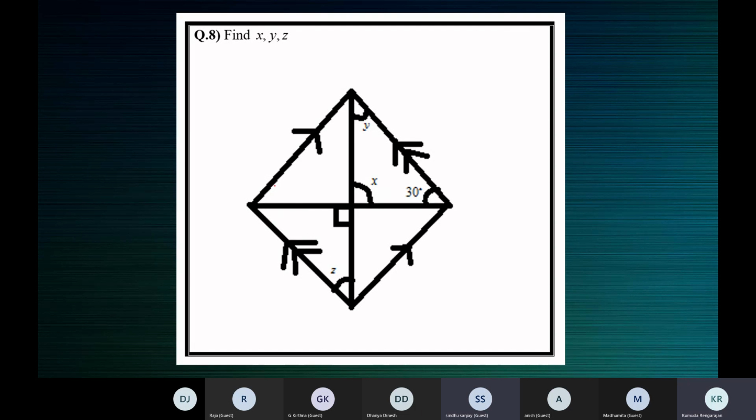Ma'am, rhombus, ma'am. Why? Because its opposite sides are equal, ma'am. But we can't see where opposite sides are equal. It's not marked, right? Ma'am, is it a trapezium? No. In a trapezium, only one pair of opposite sides is parallel.